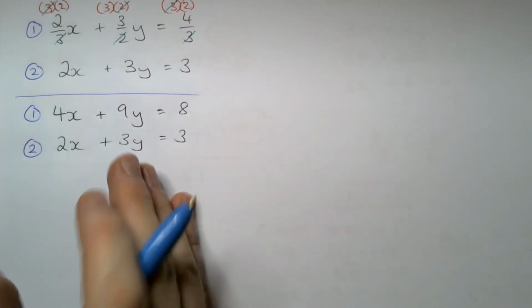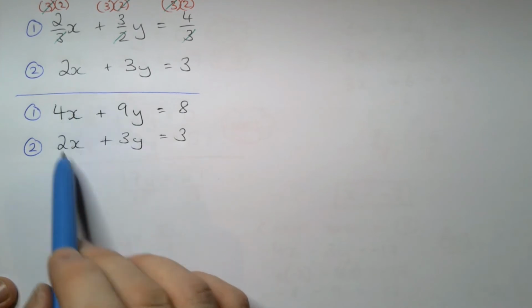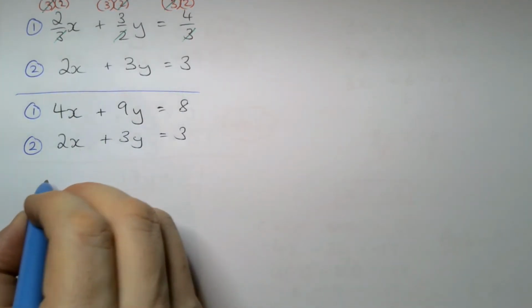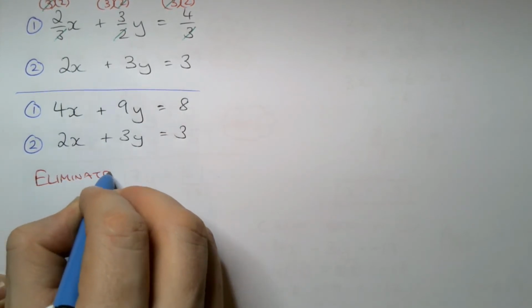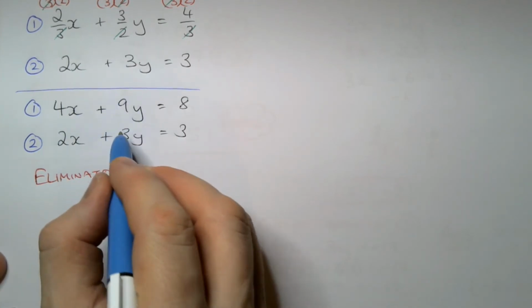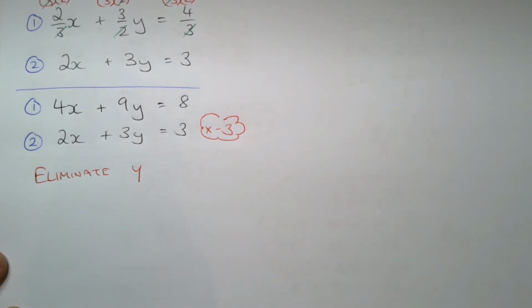Now, I'm ready to get jumping into this question, and I need to just make a choice. What would I like to eliminate? Will I eliminate my x or eliminate my y? I'm going to eliminate y this time, okay? Again, doesn't matter, your choice, but I'm just showing I'm going to eliminate y. So if I want to eliminate y, I already have 9, this is 3, so I'm going to multiply this bottom line by minus 3.